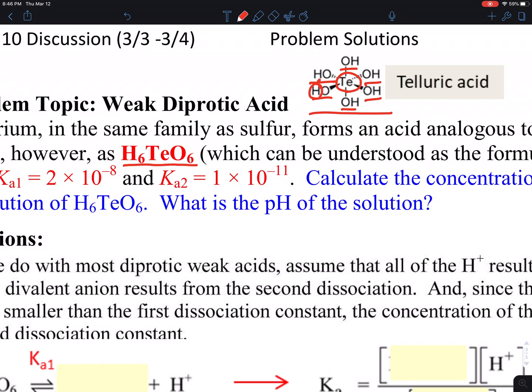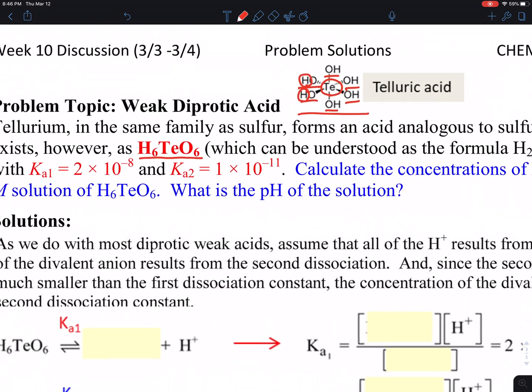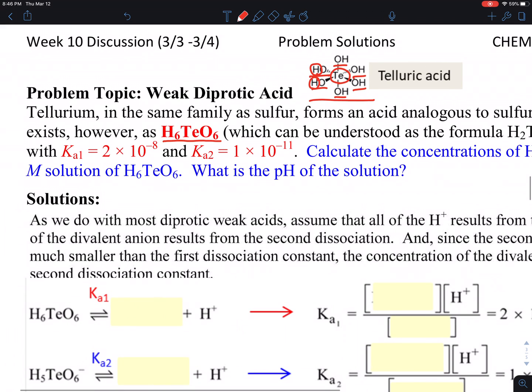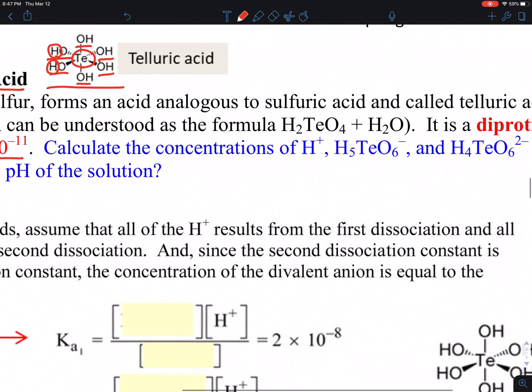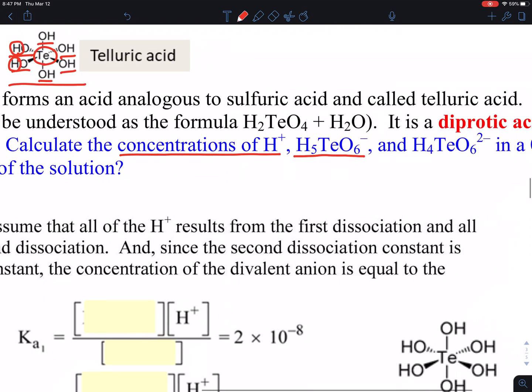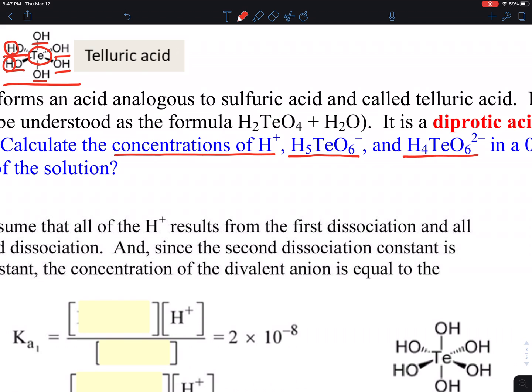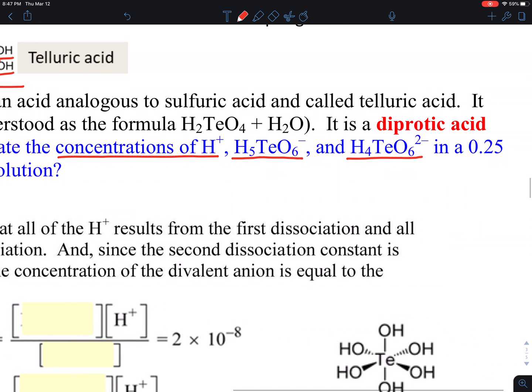But these OH groups lose the proton over there. And this is a weak diprotic acid, so you need to know the equilibrium constants for the acid. There is the losing of the first proton, and this is the losing of the second proton. They are going to ask you to calculate the concentration of H plus and H5TeO6 minus, which is from losing the first proton, and also the one from losing the second proton from the H5 compound.